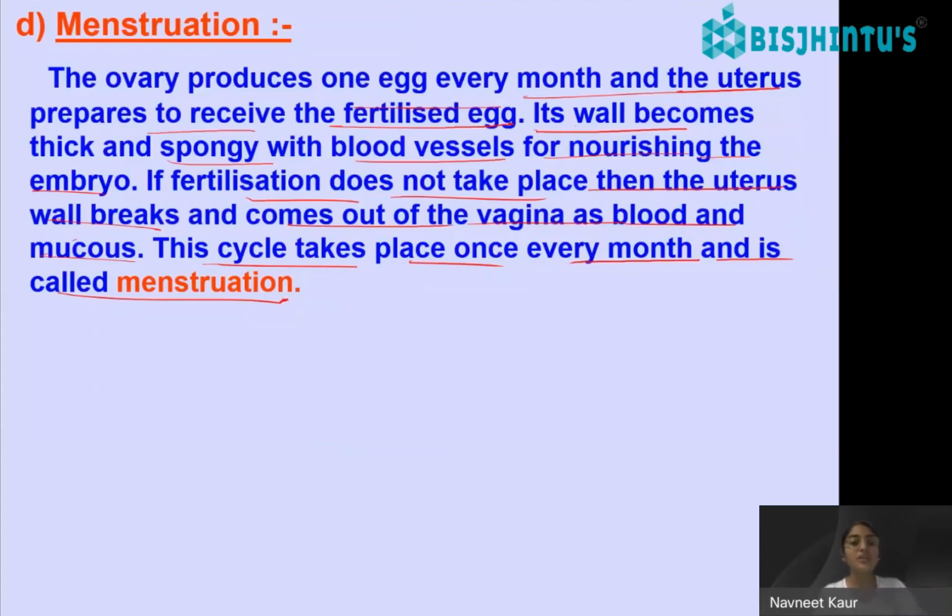And if in any case fertilization takes place, that month menstruation is not going to take place. But in some cases, the lack or absence of menstruation can also be due to some stress or some activities that can cause it. So absence of menstruation in every case doesn't mean that a fertilized egg is received.